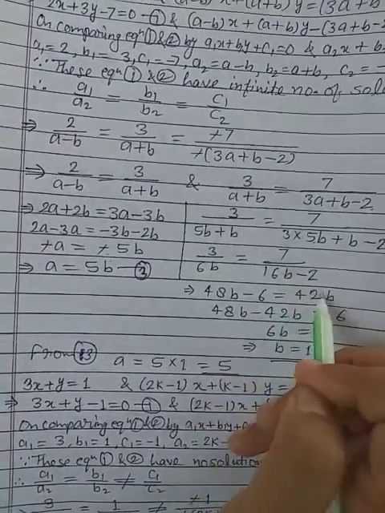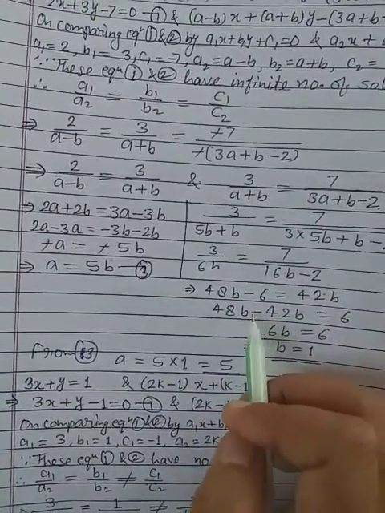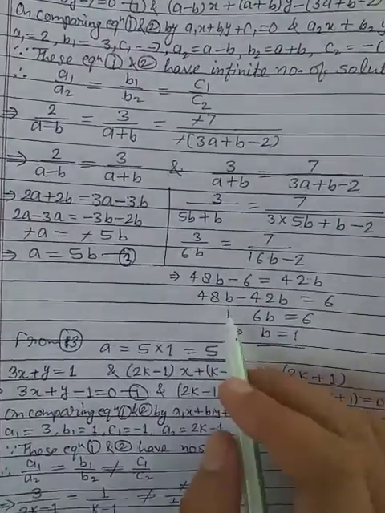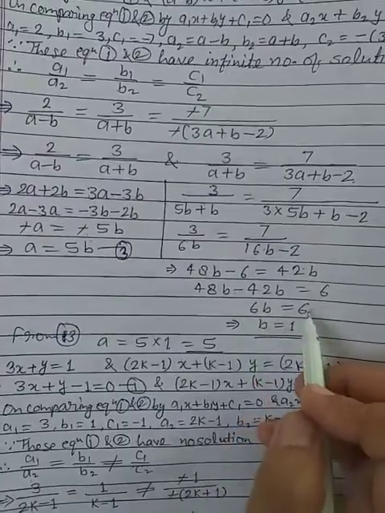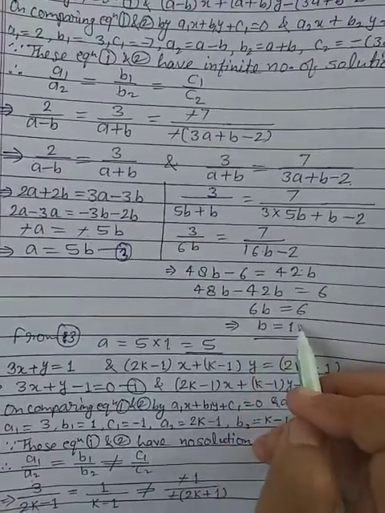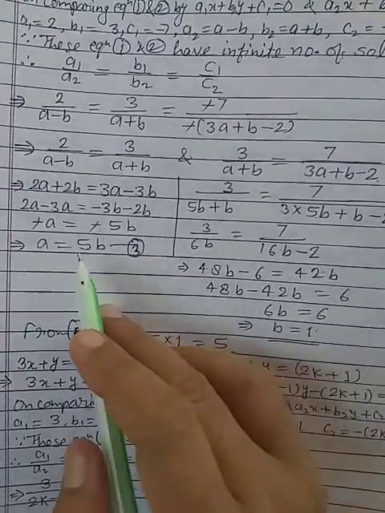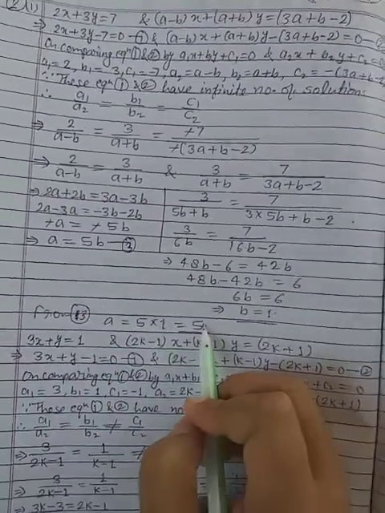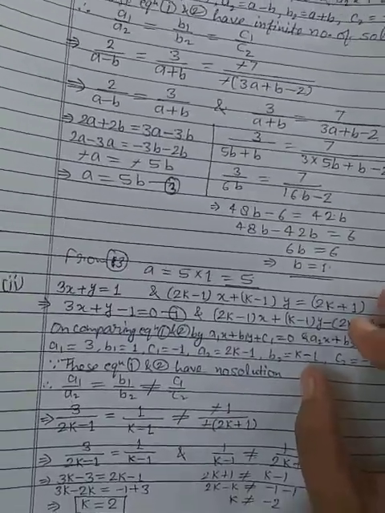Now cross multiply, 3 into 16 is 48b, minus 3 into 2 is 6, equals 7 into 6 is 42b. 42b is transferred to the left, so it will be negative, and minus 6 is transferred to the RHS, then it is positive. 48 minus 42 is 6b equals 6, the 6s cancel, so we get b equals 1. If b equals 1, then a will be 5b, so it is 5 into 1, so a equals 5. Done.